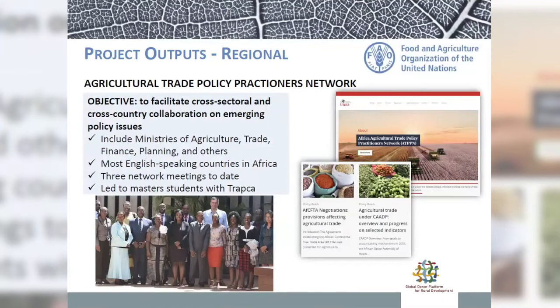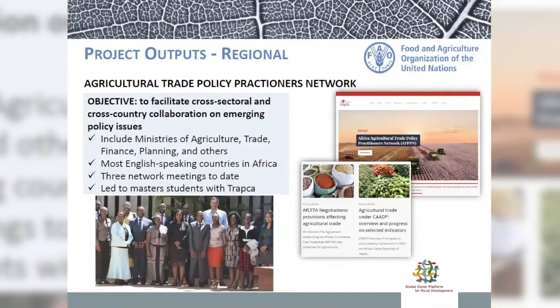So the participants in this network, as you can see, include people from the Ministry of Agriculture, Ministries of Agriculture, from trade, finance, planning, boards, commercial chambers in countries. This network was the result of this FMM project. So it's mostly in Eastern and Southern Africa, English-speaking countries. Most of the countries in Eastern and Southern Africa are represented.